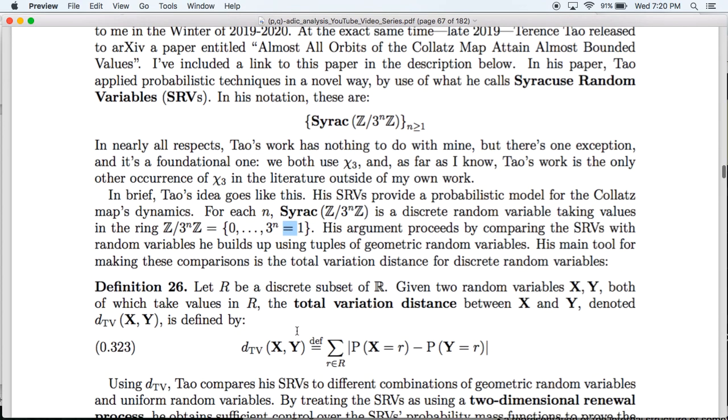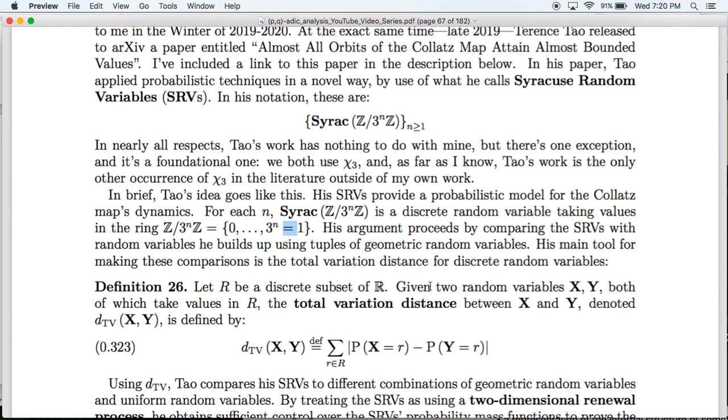And just to recall, let R be a discrete subset of the reals, and given two random variables x and y, both of which take values in our set R, the total variation distance between x and y, denoted dTV of x and y, is defined by the sum of the absolute values of the probability that x is equal to r minus the probability that y is equal to r.